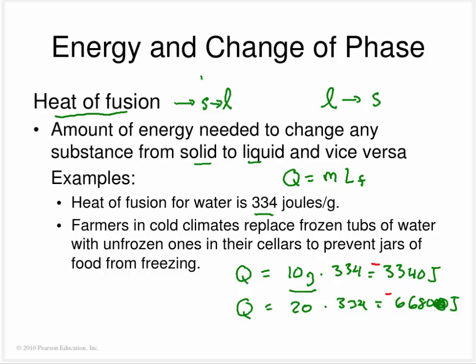Now, an implication of this is farmers in colder climates would put tubs of water in their cellars, and a lot of the energy inside of the cellar would go into freezing the water, and then they would swap them out with unfrozen ones, and that would prevent their jars of food from freezing.